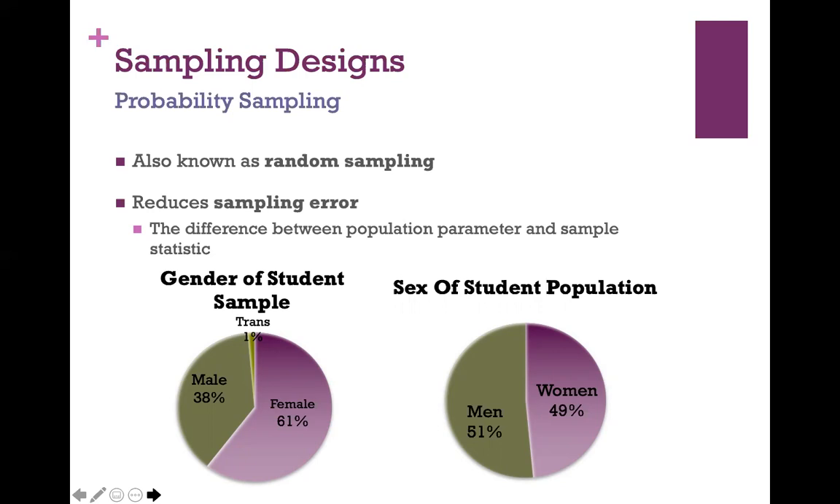You can see that my sample included a few transgender students, and Ohio State, at the time, did not collect data on transgender students or gender identity. They only collected data on sex. You can also see in my student sample, I had 61% female identified students, whereas in the total population, it was 49% women. So what this tells you is that the sample that I pulled from the entire population is not exactly representative, at least by gender, of that larger population. That tells you that there is some sampling error in my sampling design here.